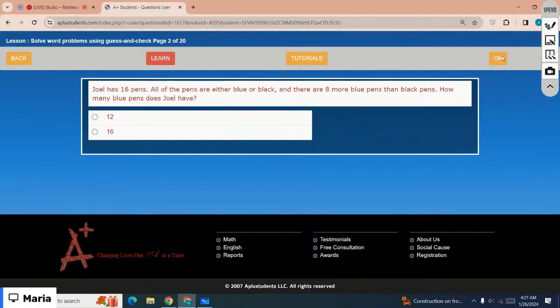Joel has 16 pens. All of them are either blue or black. There are 8 more blue pens than black pens. How many blue pens does Joel have? Which is the correct option? 12 or 16?